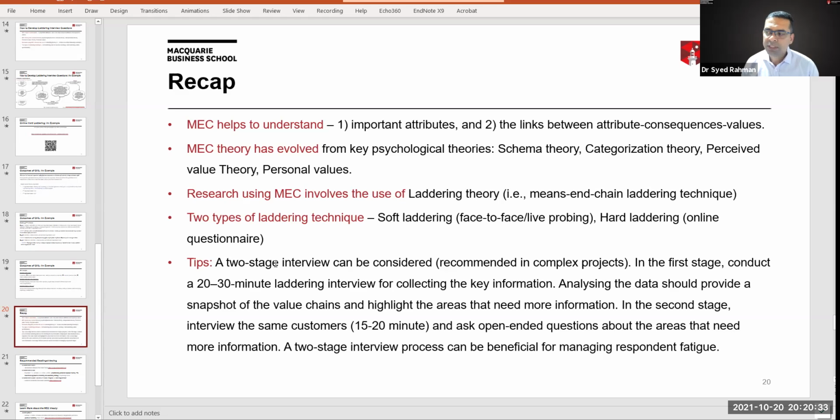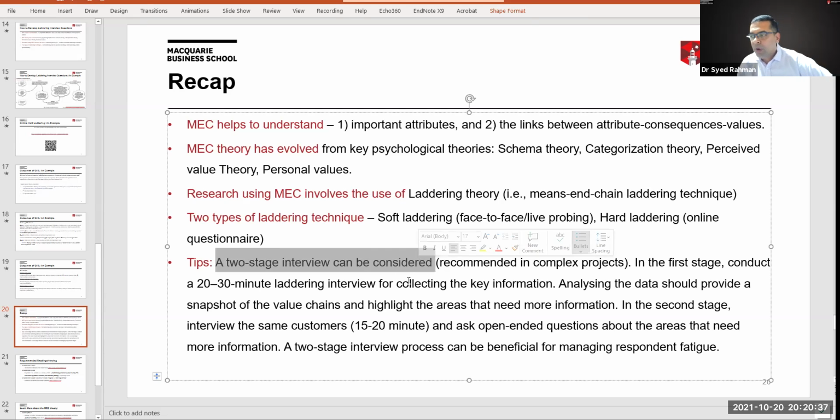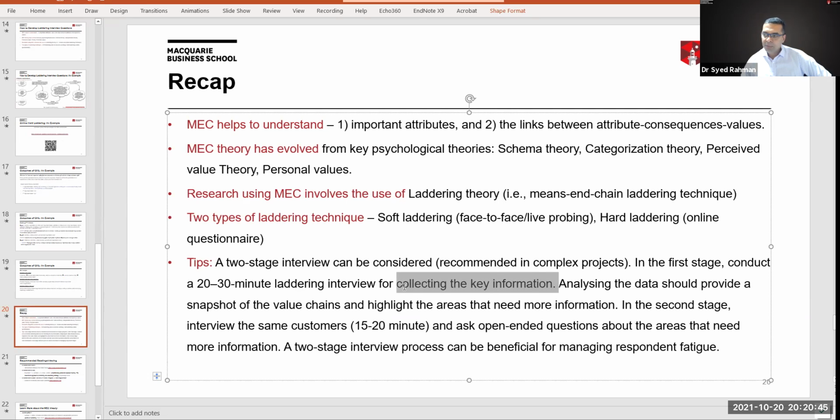You could consider a two-step interview process, where the first 20 to 30 minutes are laddering interviews to collect the data for key information. Then if you need to probe more, you go back and ask more questions. And this one we call a hybrid of hard laddering and soft laddering. So we use the hard laddering or online laddering to get the bulk of the information. Then we bother them for more information.